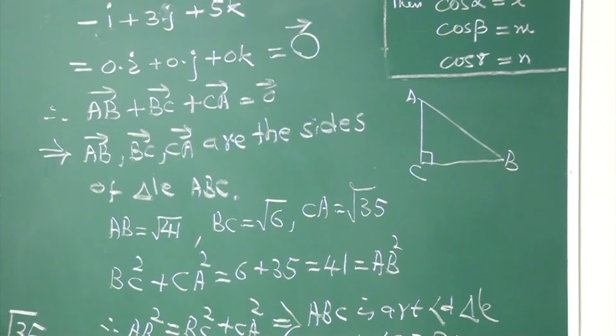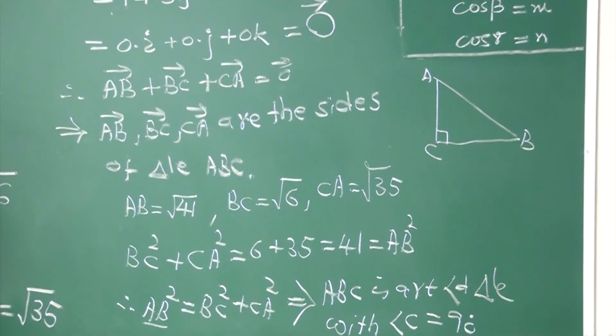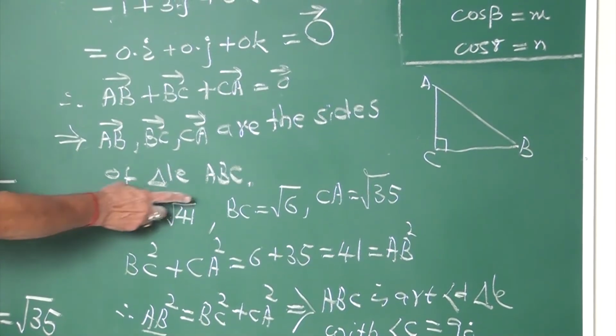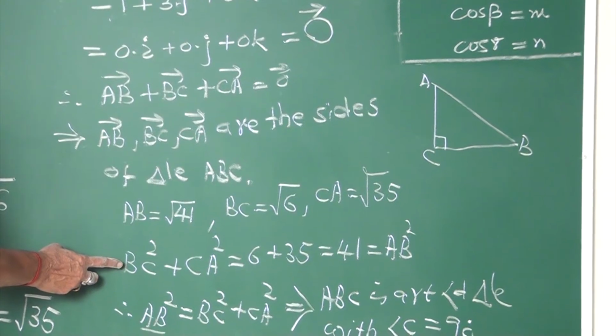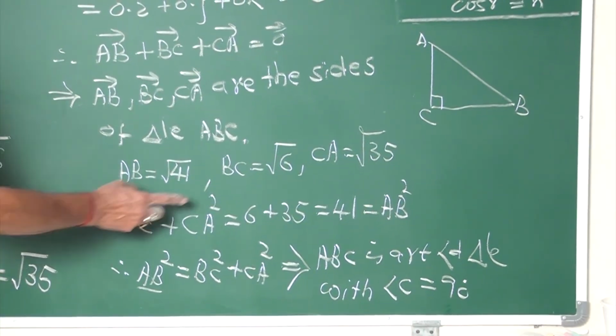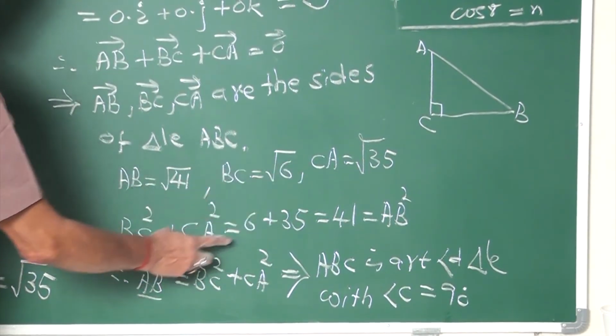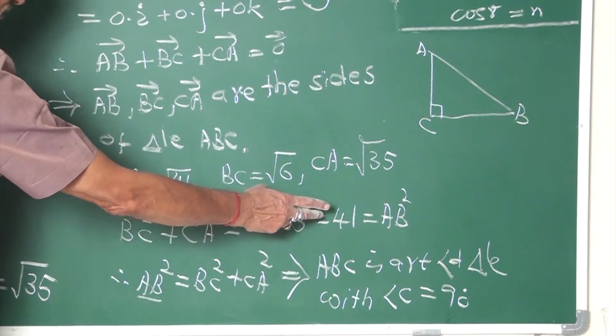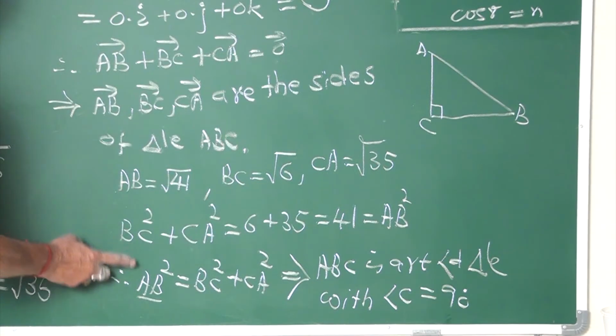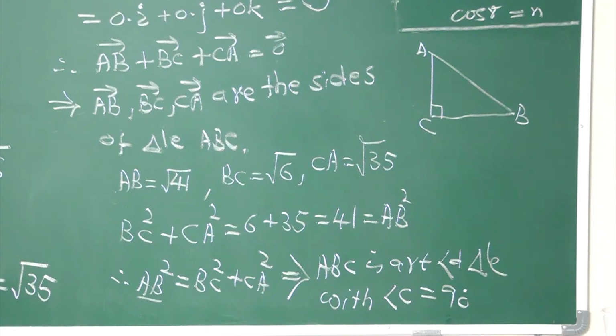Then you have to show that it is a right angle. For that, use the Pythagoras theorem with AB, BC, CA. AB square plus BC square plus CA square. 6 plus 35 is 41, and 41 is AB square. So this shows what? By the Pythagoras theorem, it is a right angled triangle with angle C equal to 90 degrees. 90 degrees. Yes.